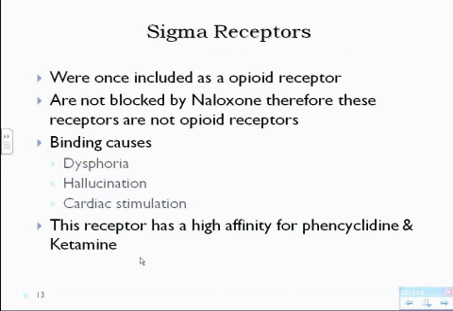Now, what makes sigma receptors interesting is that they can act as an enabler for what's called dissociative anesthesia. When you give people ketamine, you're basically binding to sigma receptors, so it gives these people no pain. That's why they initially thought it was an opiate receptor: if you bind to sigma receptors, the person has no pain, so it's an opiate. But you can't reverse PCP or ketamine with Narcan, so it's not really an opiate receptor. But it does cause hallucinations, dysphoria, and cardiac stimulation.